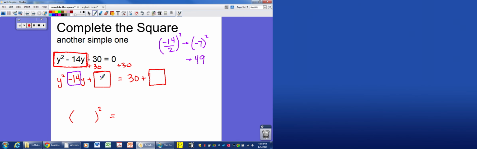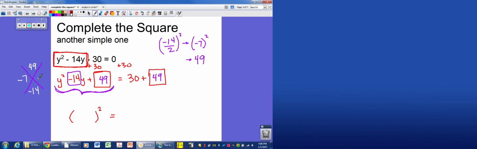So 49, that's the number that goes in the box. Half of the b value squared. Now this is our perfect square trinomial, our perfect square quadratic. So the question becomes, what numbers multiply to give us 49 and add to give negative 14? Because these are going to be the factors.